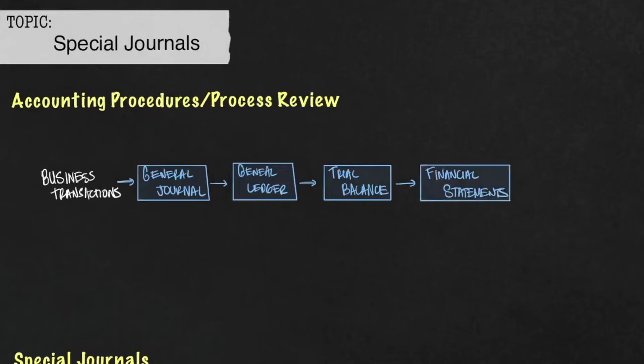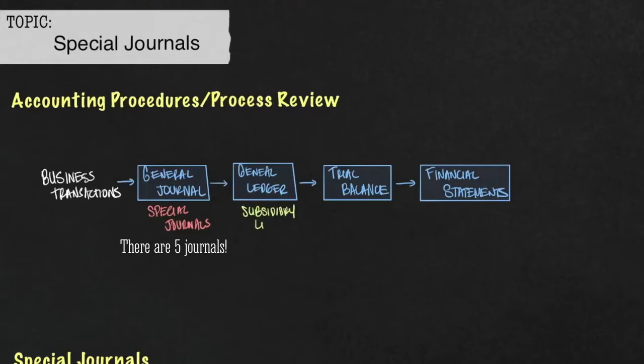The reason why we have to remember this is in this chapter, we're told that it's not only the general journal that we record business transactions in, it's also in other places or other journals called special journals. That's where we are in this chapter, special journals.